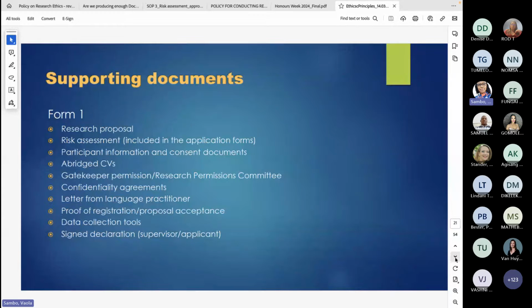So remember, at the end of the day, we want to protect our participants. We want to minimize the risks and any harm to them, beneficence and non-maleficence. That's what we're trying to achieve at the end of the day.